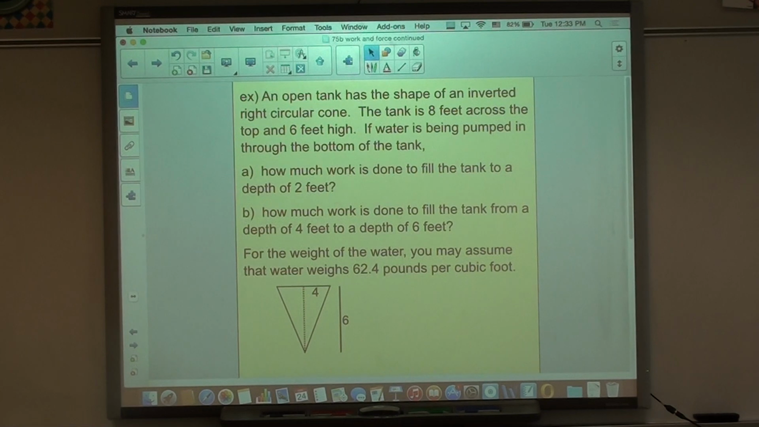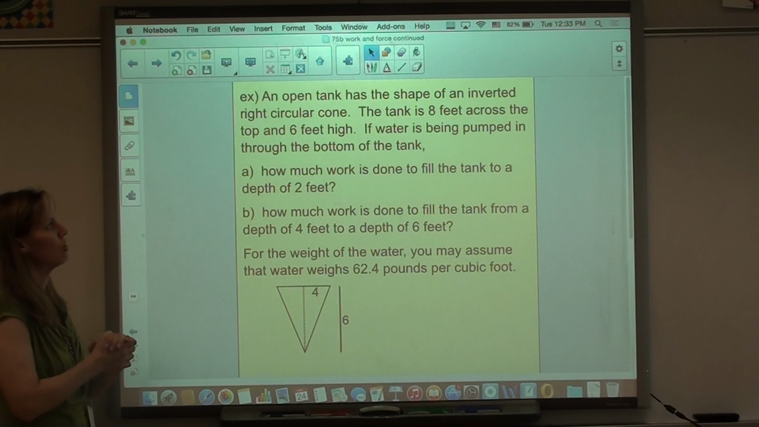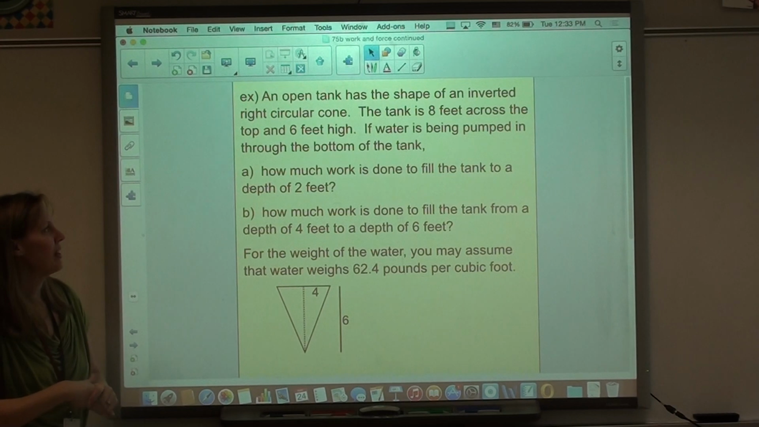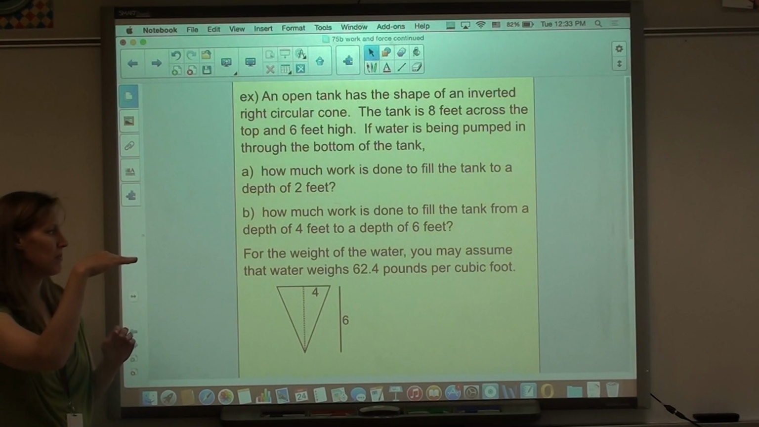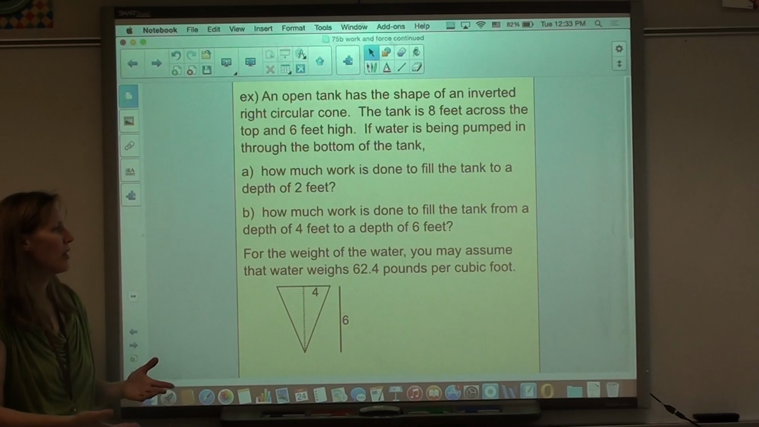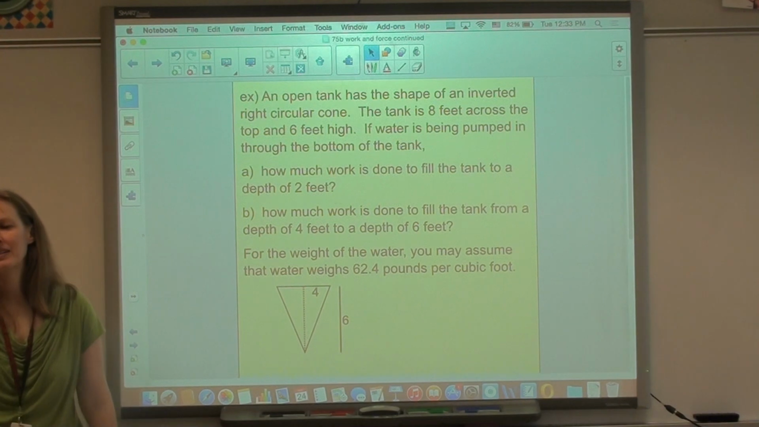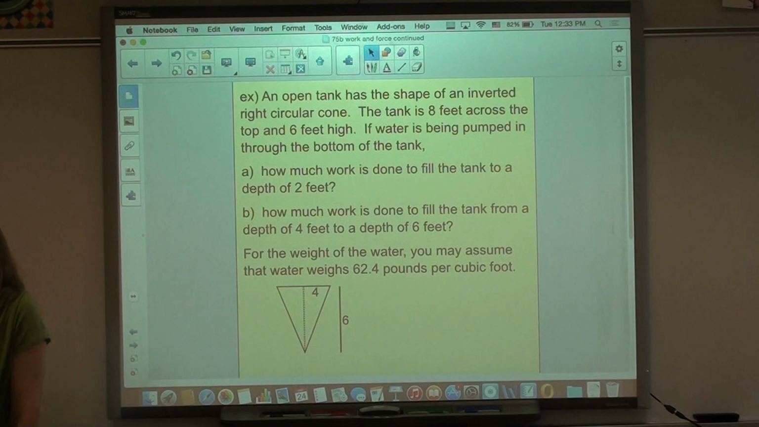Okay. Here we go. An open tank has the shape of an inverted right circular cone. The tank is 8 feet across the top and 6 feet high. If water is being pumped in through the bottom of the tank, how much work is done to fill the tank to a depth of 2 feet? And how much work is done to fill the tank from a depth of 4 feet to a depth of 6 feet? For the weight of the water, you may assume that water weighs 62.4 pounds per cubic foot. That is a number you're going to want to learn. 62.4 pounds per cubic foot for water. That's a lot.